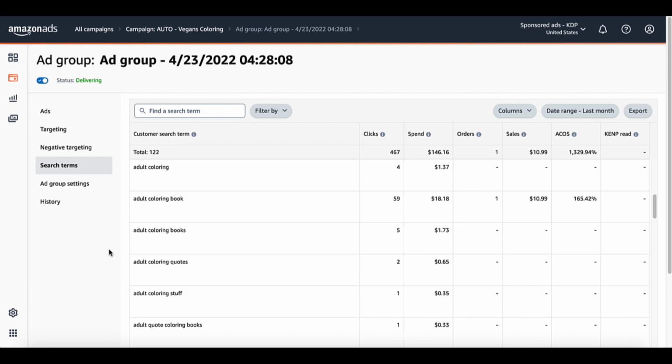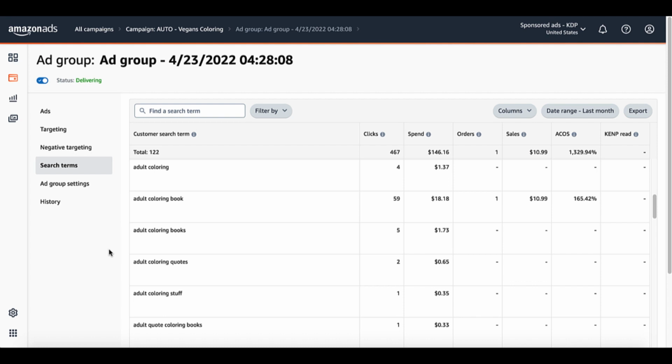In this case, this is for a coloring book, and you can see that the search term was adult coloring book. Very competitive. I got 59 clicks, and these 59 clicks cost me $18.18. But I did get one order, and you can see the overall ACOS for that particular keyword. Again, we're focused on drilling down into each layer and each level to understand the real strategy here. The strategy is to find keywords that work.